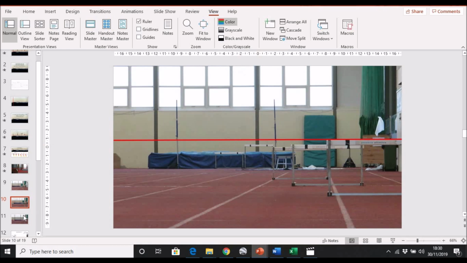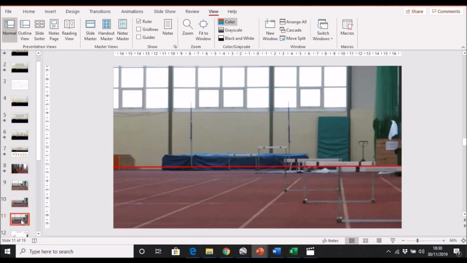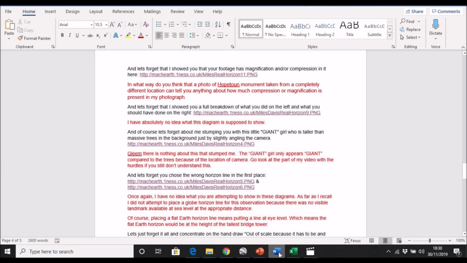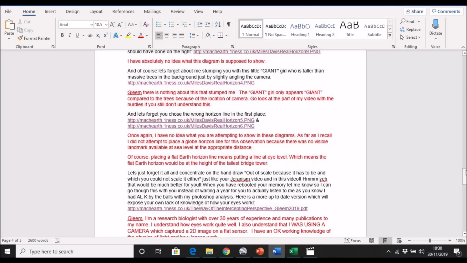This is completely opposite to my observation, in which the camera was above the hurdle in the foreground or above the Hopeton Monument, and therefore things in the background that are the same size as the Hopeton Monument or taller must appear above the line. Get it through your thick head, Gleem. You have got to be able to understand this. It is simple geometry.